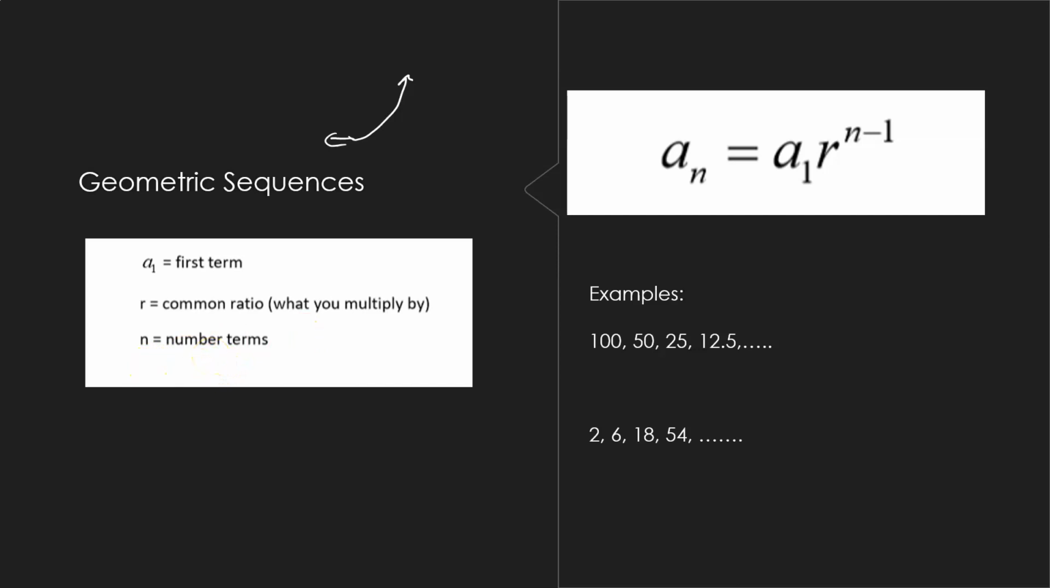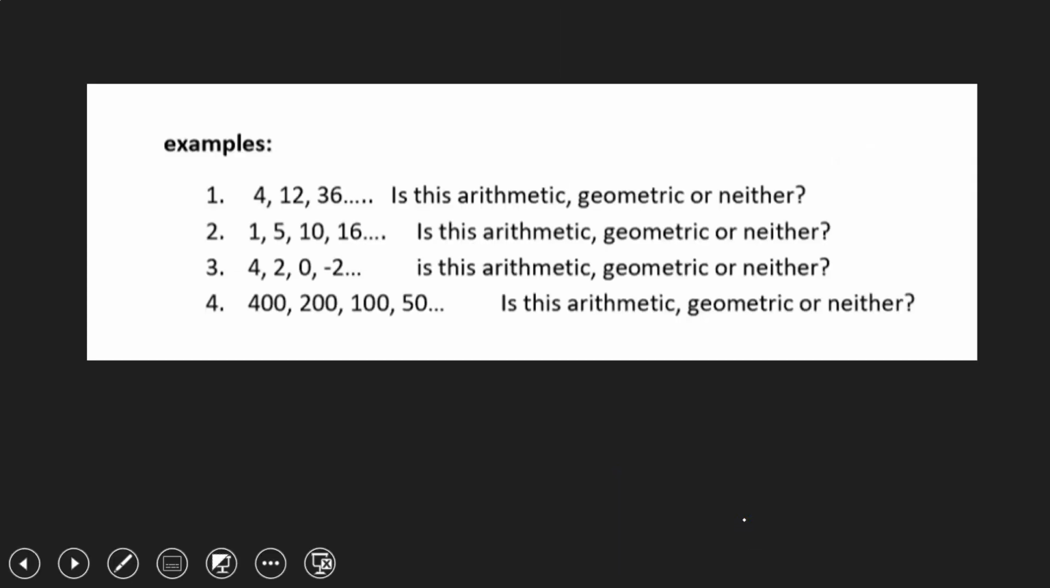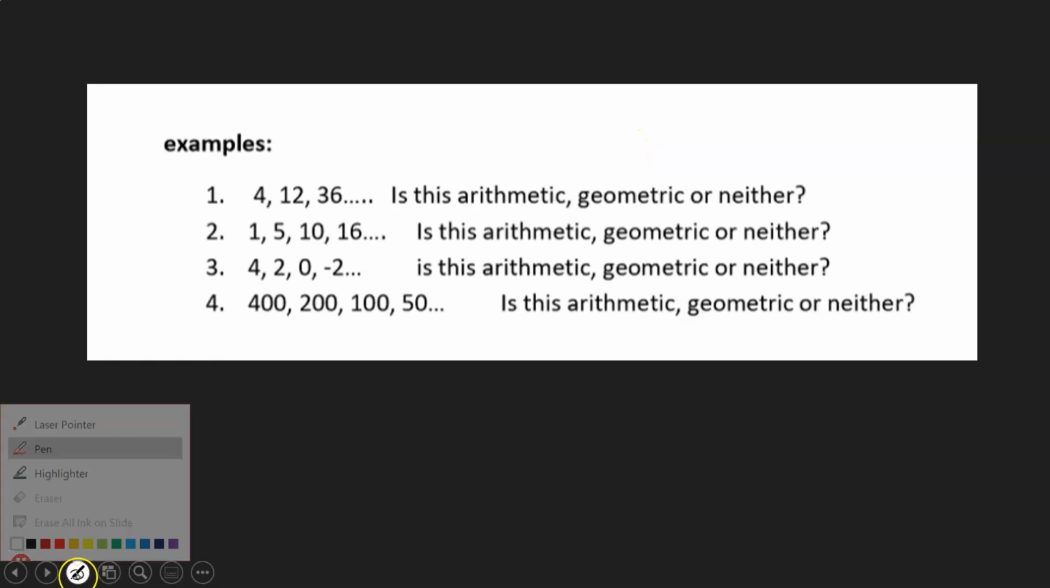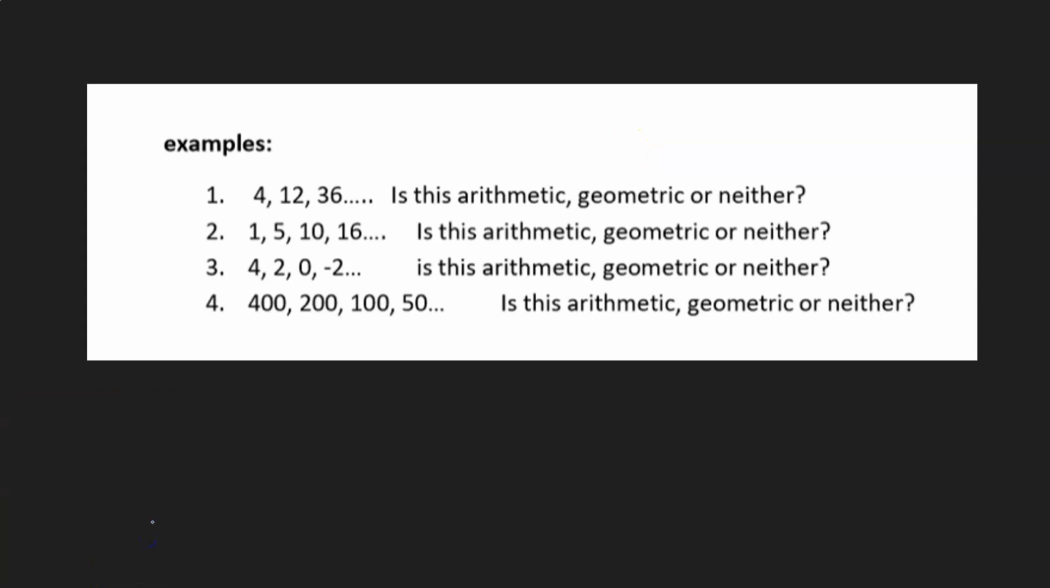Here are some examples. 150, 25, 12 and a half. That's either multiplied by a half or divided by 2. This is times 3 times 3. So there's your common ratio. So if we look at these examples, we want to find out whether they are arithmetic, geometric, or neither. So if we go from 4 to 12 and 12 to 36, we are multiplying by 3 each time. So that's a common ratio. So this is geometric.